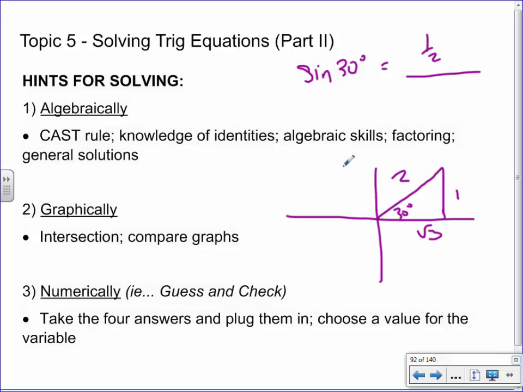However, let's say I gave you the exact opposite. Let's say that I told you the sine of an unknown angle equals 1/2. Now how many answers are there? At least 2, just within going around a circle once. Realistically, there's an infinite number of answers.